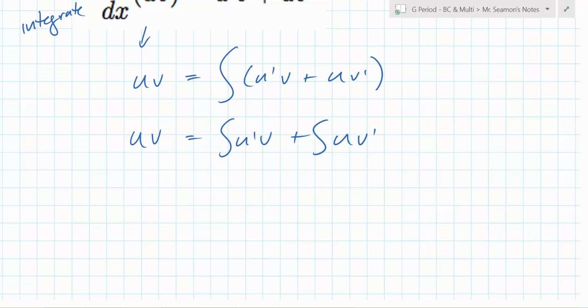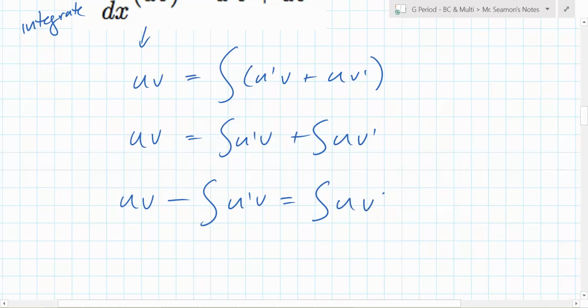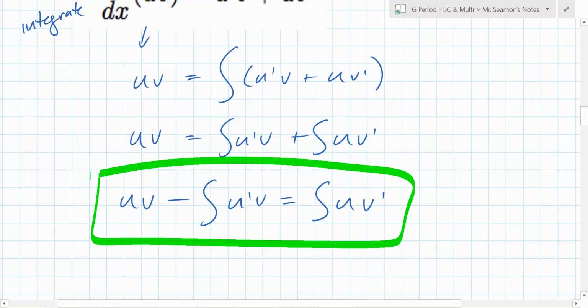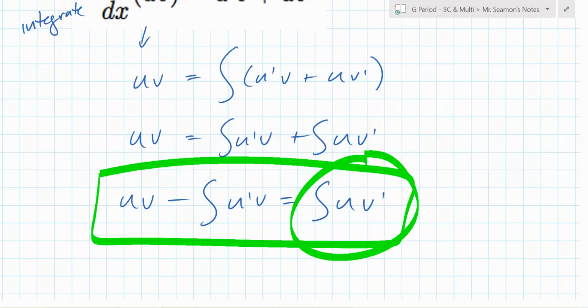You kind of get the same thing each time. Let's do this. uv minus the integral of u prime v is equal to what? uv prime. Exactly. You generally see something that looks a little bit like this right here, where you're starting with the integral of something, and you're turning it into the product of two functions minus the integral of two other things.